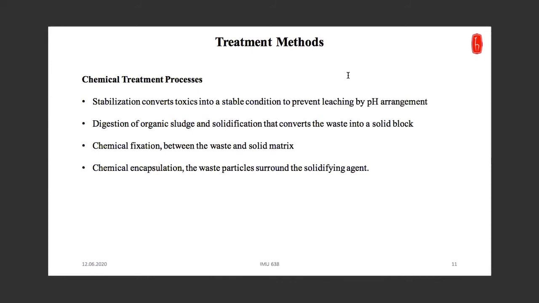We can examine that under two topics, stabilization and solidification. These are the main topics, but we also examine this chemical treatment process under these topics. In that treatment process, stabilization converts the toxic waste into a stable condition to prevent leaching by pH adjustment, like using acidic solutions, different types of pH materials, the reagents. You may also use digestion of the organic sludge, like microorganisms.